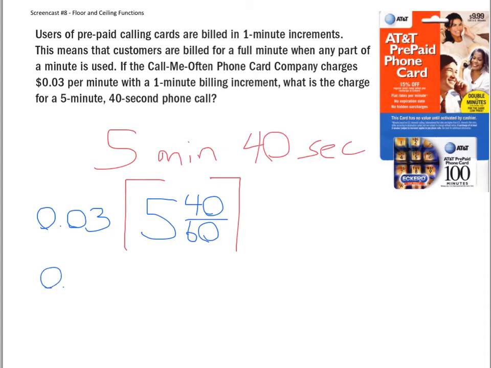So 0.03 is not within any sort of grouping symbols, so there's nothing I can do with it. But what is the ceiling of 5 and 40 60ths? Well, we just kind of said that. It is the number 6. So we're going to multiply 3 cents by 6 minutes, and of course, you can do the math right there. That is, of course, going to be not 18, but 0.18. So what does that mean in the context of this problem? 18 cents. You are billed 18 cents.